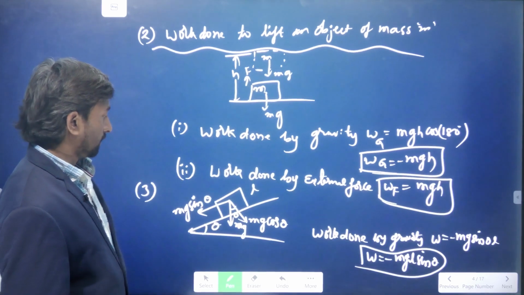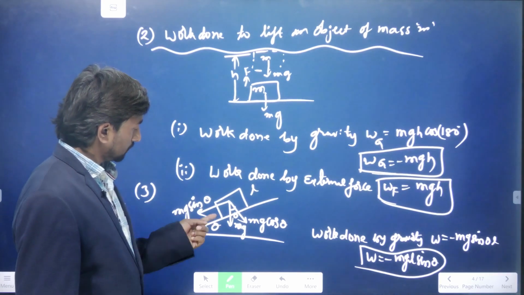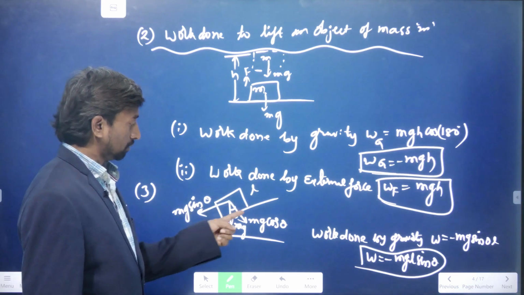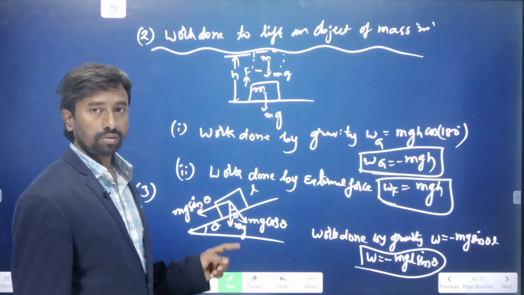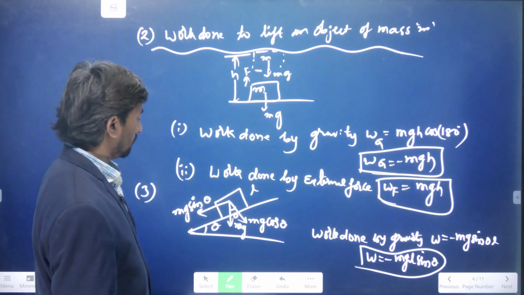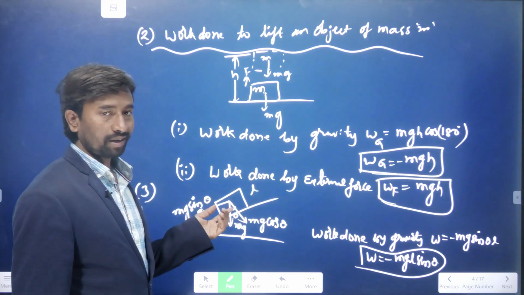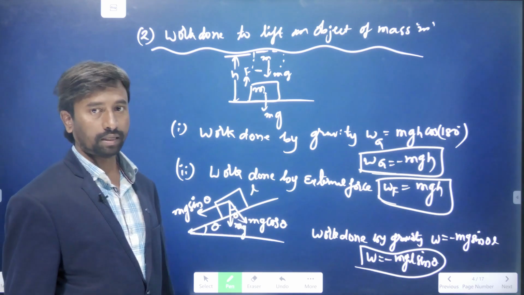So work done by the gravity on the inclined plane. Here if the inclination of this inclined plane is theta, then the weight of the body can be resolved into two components, that is mg cos theta and mg sin theta. Then mg sin theta will act in the downward direction, and if the block is lifted in the upward direction, then the work done by the gravity is mgl sin theta.